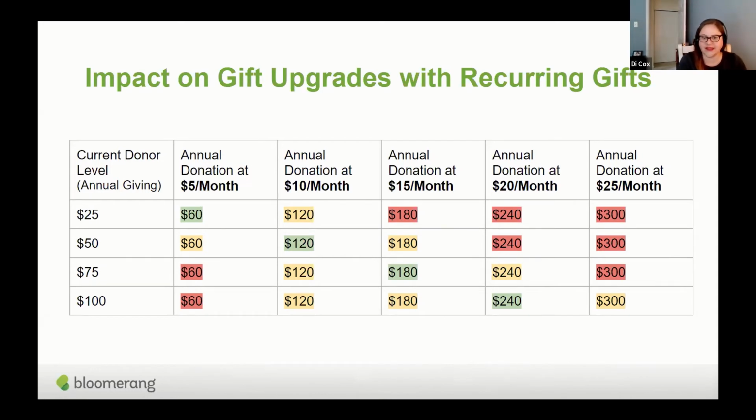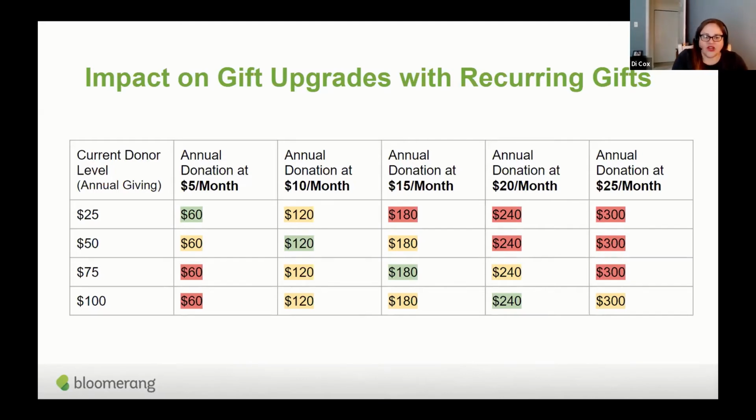And then the opposite side of the red here, you don't want to, for example, ask for a $5 a month donation from somebody who's giving more than $60 a year already, because that will actually constitute a downgrade of giving. So you really want to stay within that green to yellow range and try to avoid red on the low end and really not have an expectation of red on the high end.